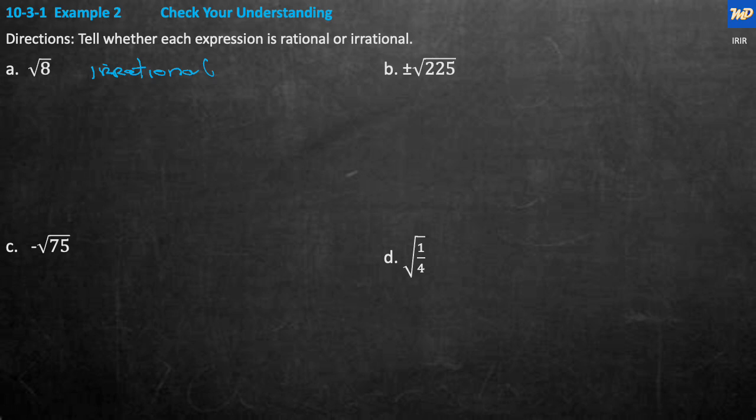Plus or minus the square root of 225. Is there a square root of 225? If you square that number, do you get 225 back? Plus or minus, what is the answer to that? It's plus or minus 15. And this is rational.